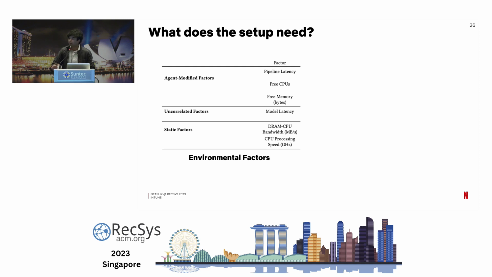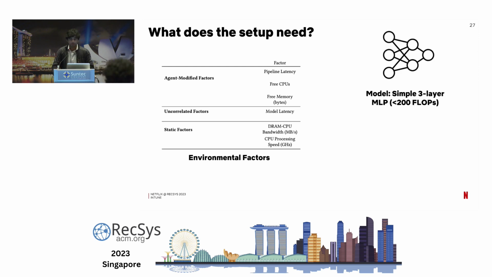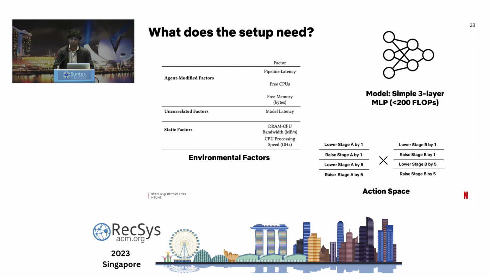So what does our agent actually need? First, we need to consider environmental factors. Hardware, the number of CPUs available, the amount of memory available, CPU processing speeds, pipeline latency. Next, the agent itself. We use a simple DQN approach with a very simple 3-layer MLP for the agent. We want it to be as simple as possible to avoid it contending for resources with the model execution itself. The action space is, again, fairly simple.